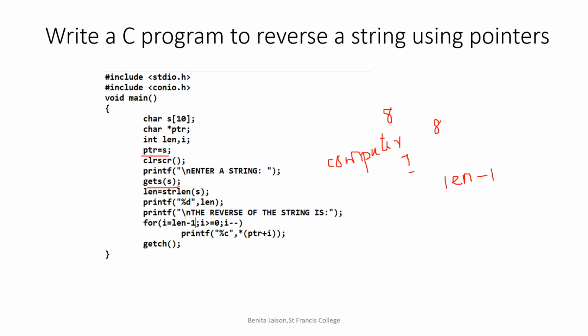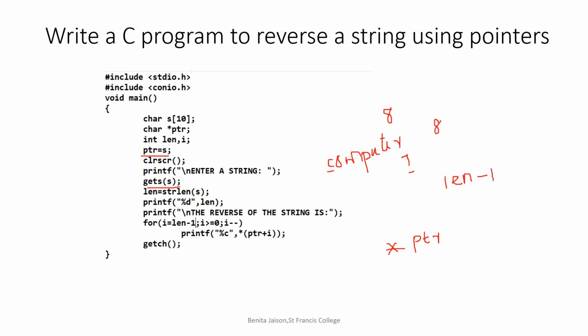You know that ptr is a pointer variable which will be having the starting address of the character array. If you want to get the character which is stored in the starting address, we need to use the dereferencing operator asterisk. So if you use star ptr, in our case it will be returning the character C.